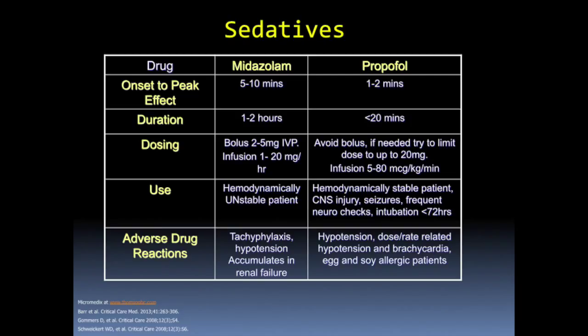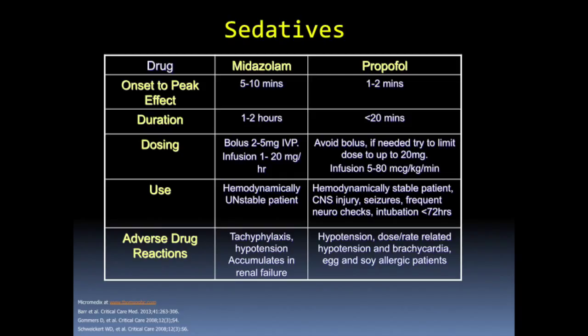With propofol, you really want to avoid bolus dosing because this is usually what causes the profound hypotension. However, if you need to provide a bolus, you should try to limit that dose up to 20 milligrams. And then, of course, you start an infusion. This is how the drug is given: start between 5 mics per kg per minute up to 80, and you can titrate it every 5 to 10 minutes.